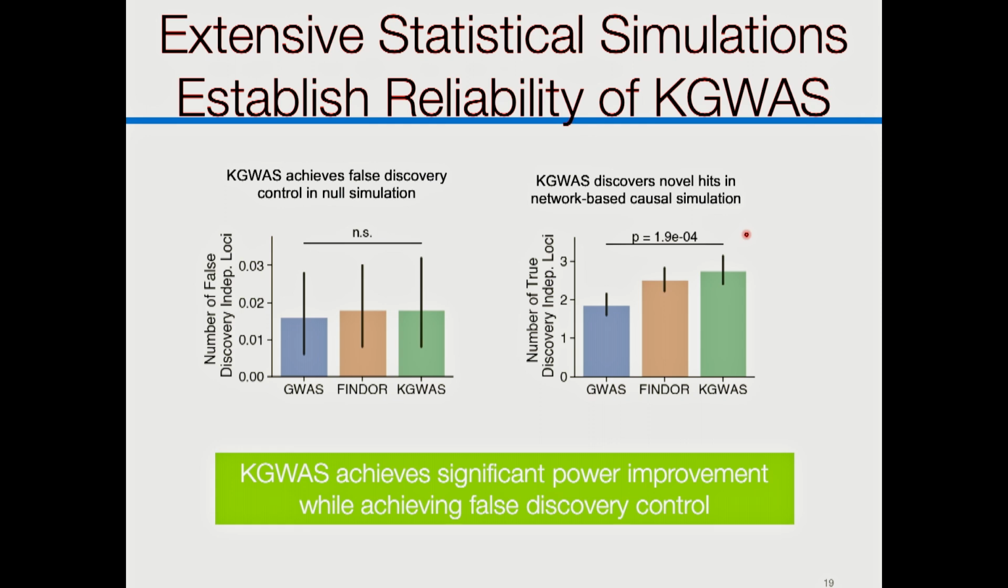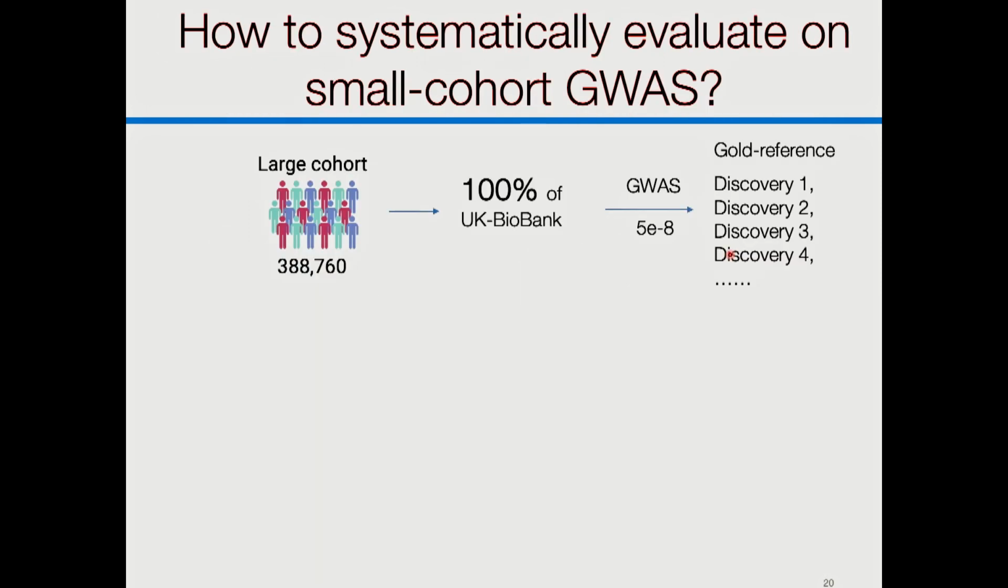Cool, so that's a brief overview of the method. Now I'll delve into the extensive results that we have. The first set of results is around statistical simulations, because we want to show that our method controls the false discoveries. We run extensive statistical simulations where we try different configurations of the genetic architectures and so on to see the model's performance in different scenarios. And we see that across the board, we're able to achieve a similar level of false discovery as the base GWAS, while having more discoveries in a causal simulation. But a simulation is still a simulation. It has lots of assumptions.